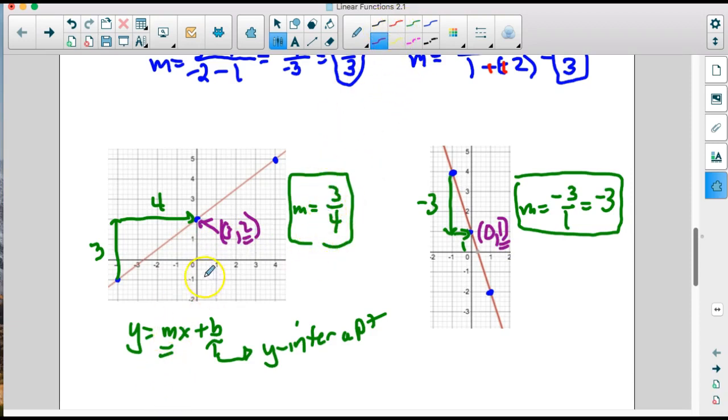So the equation for this graph is y equals 3/4 x plus 2. The equation for this graph over here is y equals negative 3x plus 1. So you're going to look for the y-intercept. In the first part of the section, they're just going to ask you for the slope. But later on, in the same section, they're going to ask you to find the equation. So I thought we'd just do that while we're here.